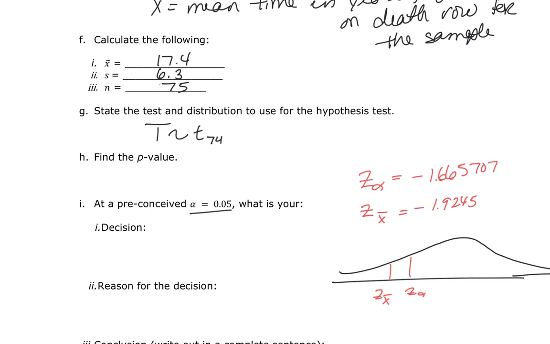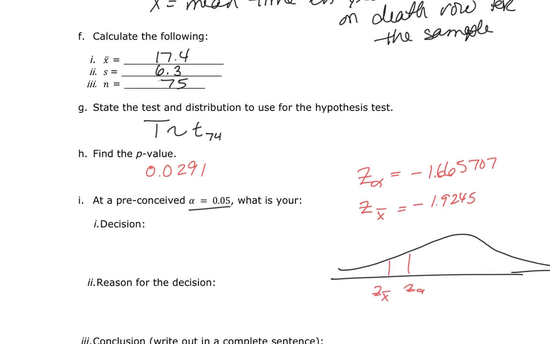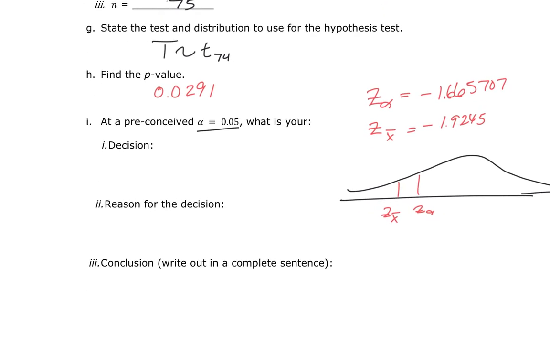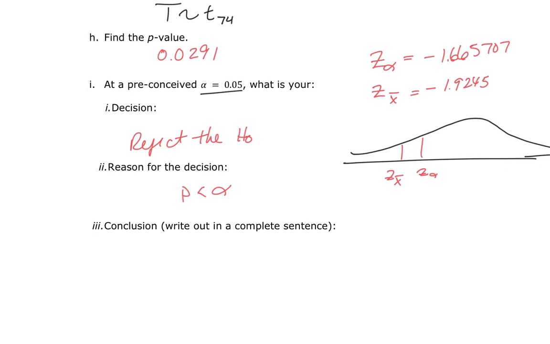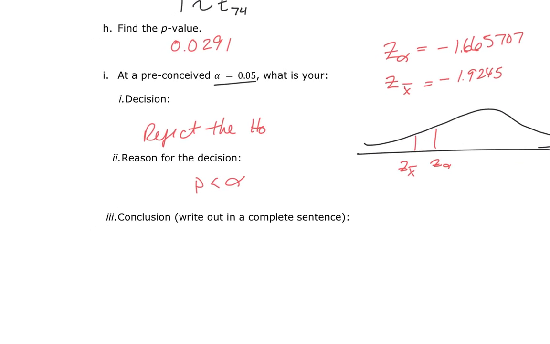The p-value, however, that they're asking me to find for a left tail test is 0.0291. My decision is to reject the H0, reject that status quo. The reason is my p-value is less than my alpha, and so in my complete sentences, I would say something along the lines that at a 5% level of significance, there is sufficient evidence to reject the conclusion that the population mean time on death row is more than 18.8 years.